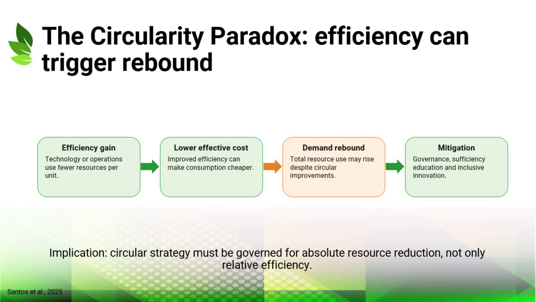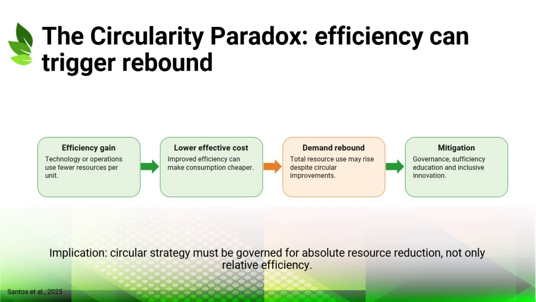The circularity paradox is an important warning. Circular initiatives often improve efficiency, for example by using fewer resources per unit, improving recycling, or reducing energy consumption. But if those improvements lower the effective cost of consumption, demand may rise. This rebound effect can cause total resource use to increase even while each unit becomes more efficient. The chapter therefore argues that circular strategy must be governed for absolute resource reduction, not only relative efficiency.